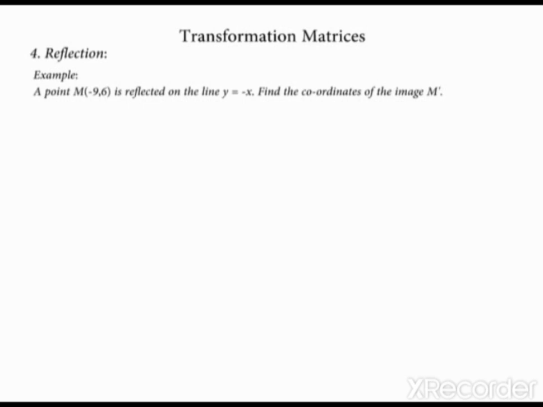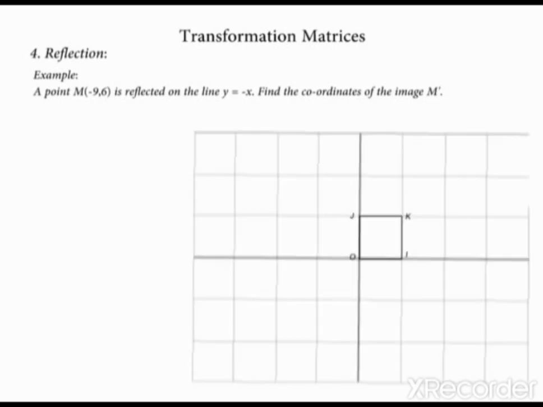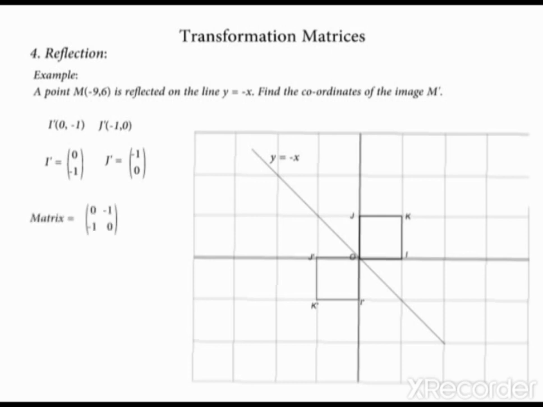First, we find the reflection matrix for Y is equal to minus X. We get our unit square. The line Y is equal to minus X is this one. Now reflect I and J on that line. I prime will be 0, minus 1, and J prime will be minus 1, 0. As vectors, I prime is equal to 0, minus 1, and J prime is equal to minus 1, 0. As a matrix, that will be 0, minus 1, minus 1, 0. This is the reflection matrix for Y is equal to minus X.